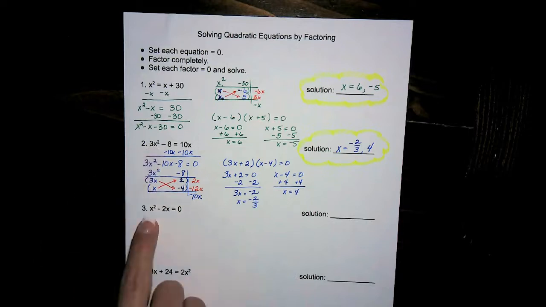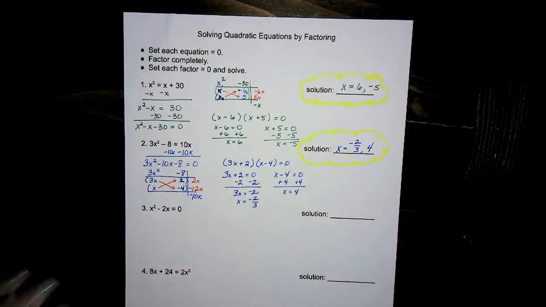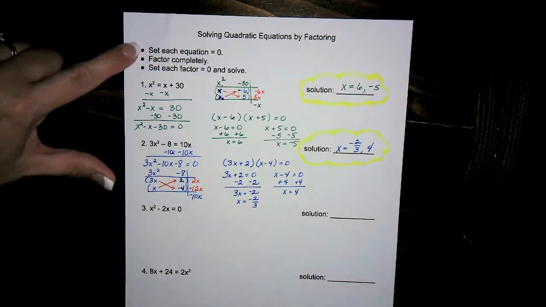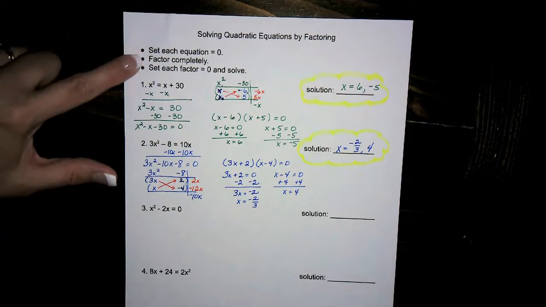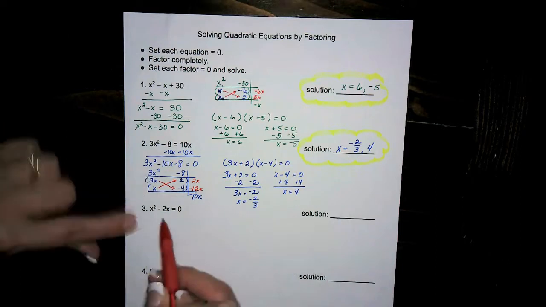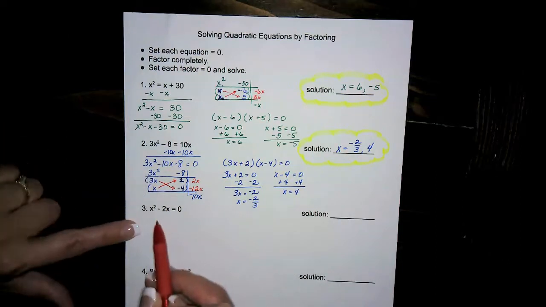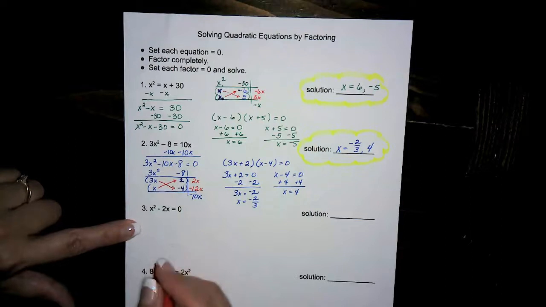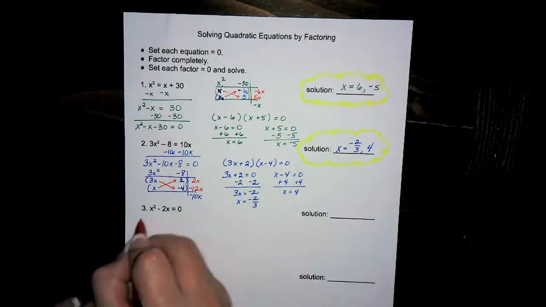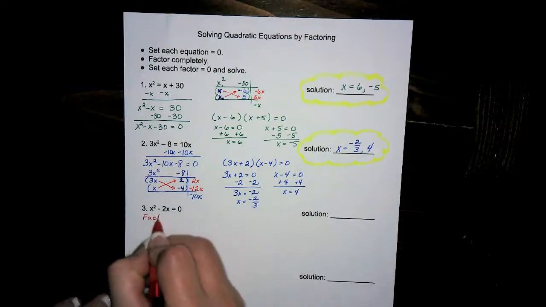Okay. Let's look at number 3 here. I've got x squared minus 2x equals 0. So this one is, yay for us, already equal to 0. So we're done with step 1. Now we need to factor. Now, I'm not going to use this organization tool for this problem. Here's why. We only have 2 terms. We don't have 3 terms that we could put in the right spots in this tool. Instead, with this one, I'm going to factor by GCF.